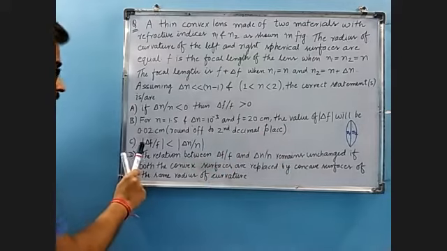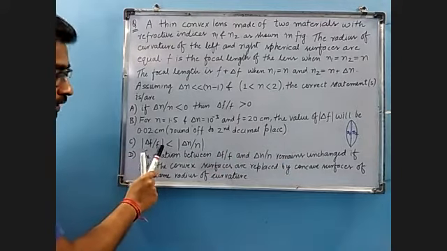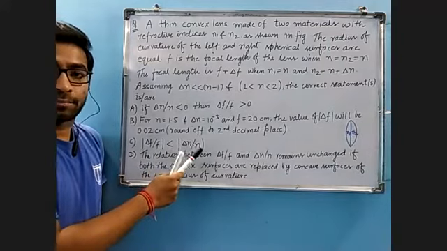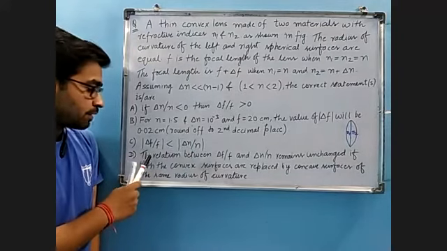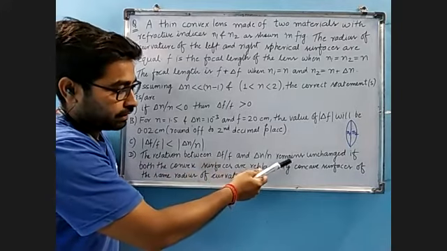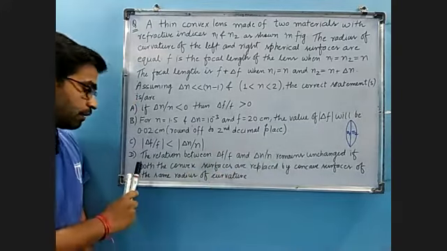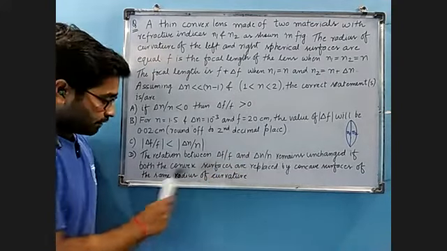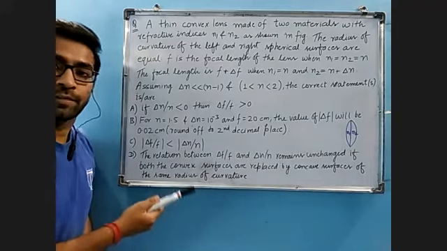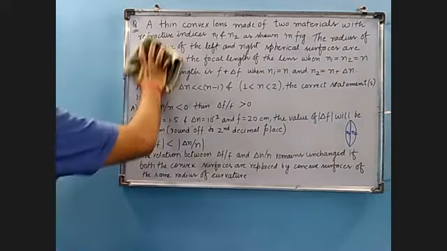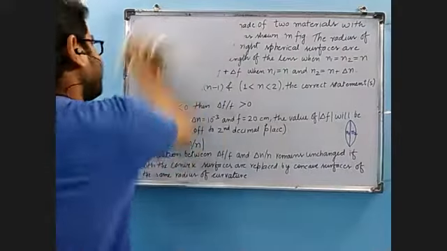The third option says the magnitude of delta F by F is less than the magnitude of delta N by N. The fourth option says the relation between delta F and delta N by N remains unchanged if both the convex surfaces are replaced by concave surfaces of the same radius of curvature. So that's all about the question. Let us solve this particular question.